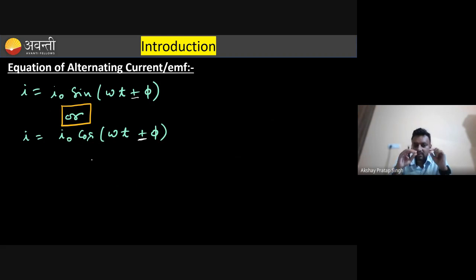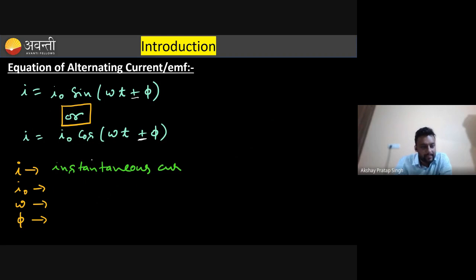First of all, the same equations are valid for alternating EMF as well. I am writing it for current, but you can write it for the EMF too, like E equals E naught sine omega t plus or minus phi. So what are the terms here? What is I? What is I naught? What is omega? What is t? What is phi? Just check it out.